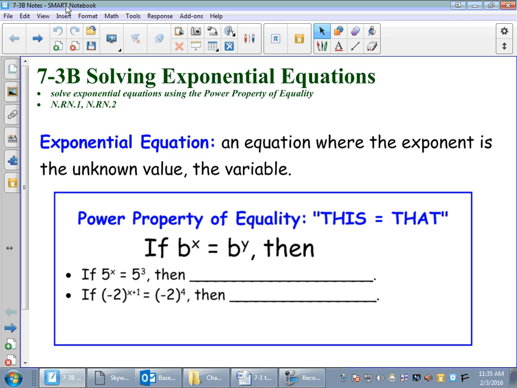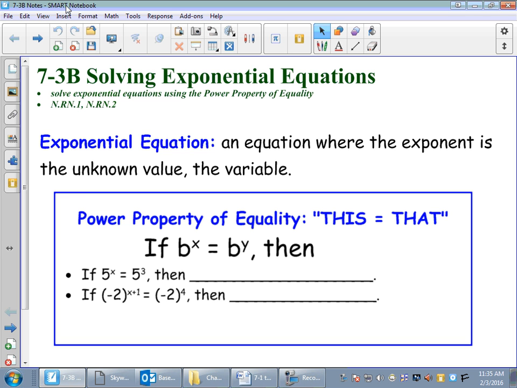An exponential equation is an equation where the exponent is the unknown value. We have not had that yet. All the equations we've solved, the variable has been multiplied by numbers, added and subtracted from numbers, but we've never seen the variable up as the exponent. So when the unknown value is the exponent, it's considered an exponential equation.